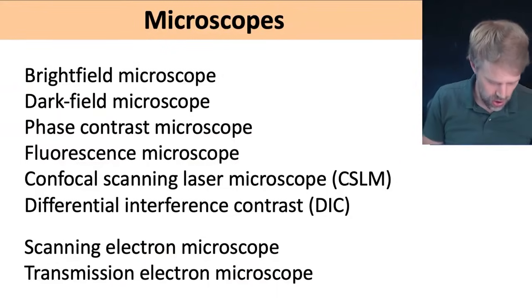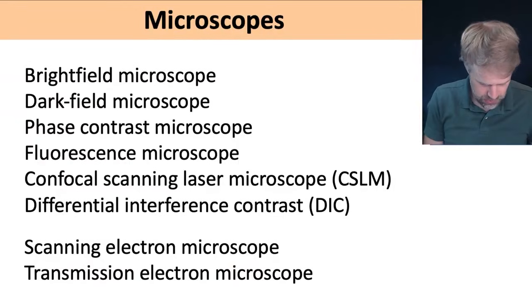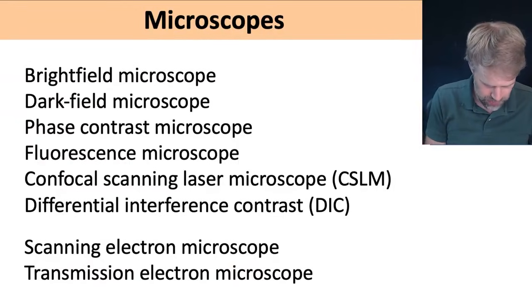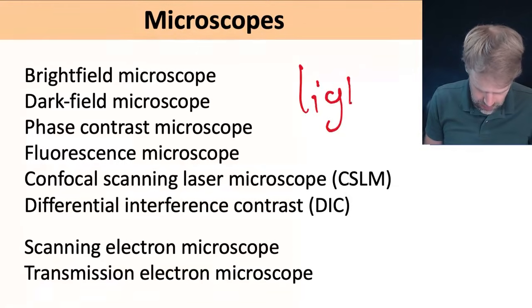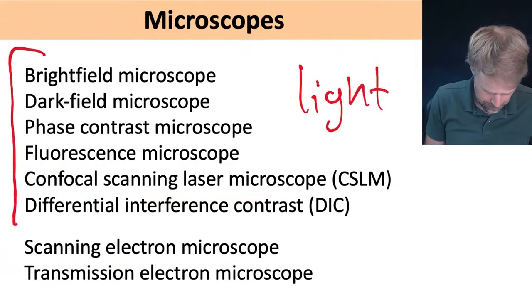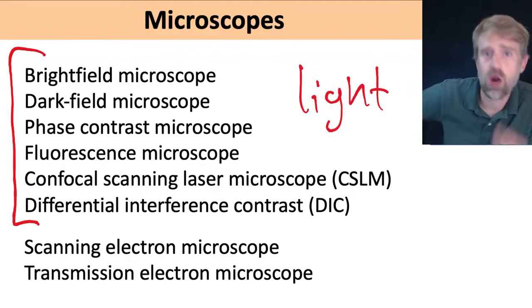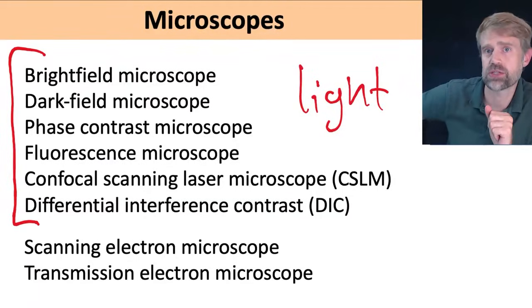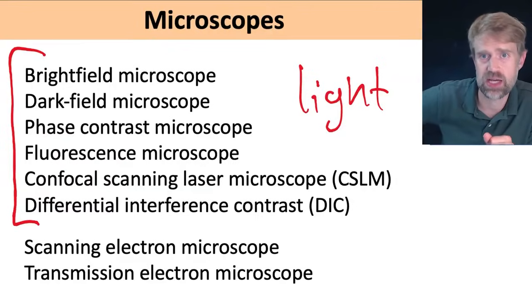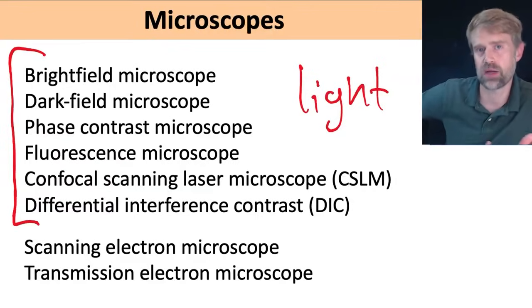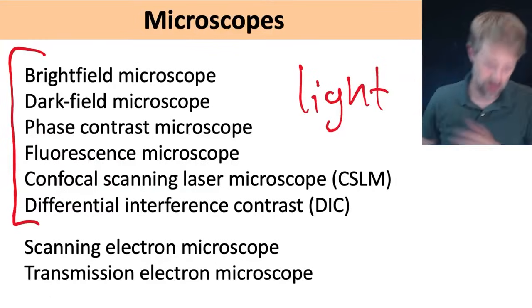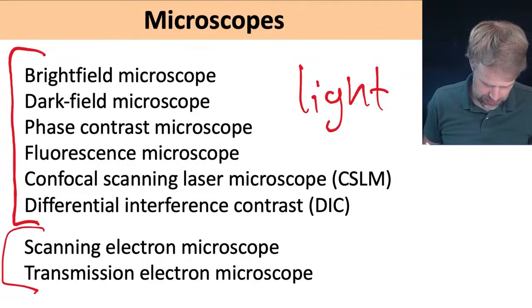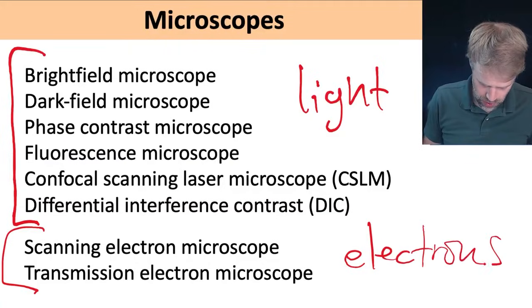So all of these microscopes up here use light: bright field, dark field, phase contrast, fluorescence, confocal scanning laser, differential interference contrast, DIC. These are all light microscopes. They all use light. These two, the scanning electron microscope and the transmission electron microscope, use electrons to see.